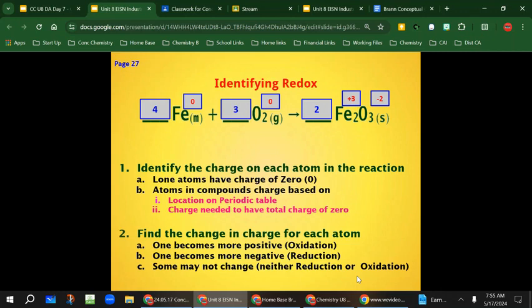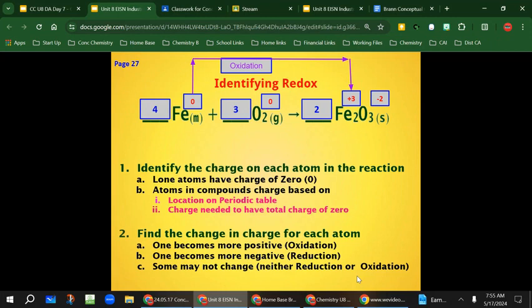And if you're losing electrons, what does that mean? So you're going through oxidation. To go from 0 to a +3, you are going through oxidation.